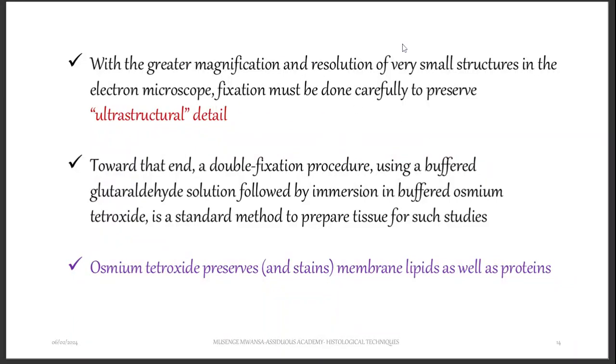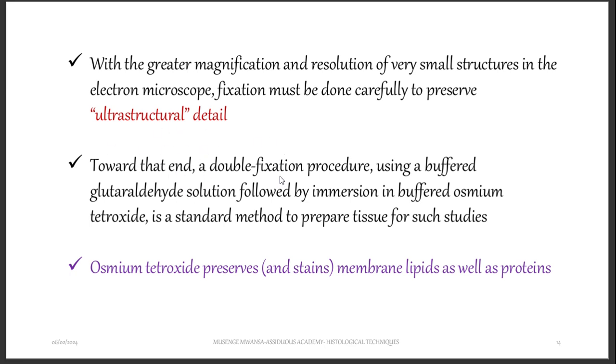Now, with a greater magnification and resolution of very small structures in the electron microscope, fixation must be done carefully to preserve ultrastructural details. What we are saying here is that as you are trying to preserve the tissue, you can end up destroying the tissue. And so, as you do the preservation, you need to make sure that you don't destroy the small parts of the cell. A cell is the smallest part of a living organism, but a cell also has smaller things inside it, the organelles, and much smaller things also inside the organelles. So, I want to make sure that you preserve all those things.